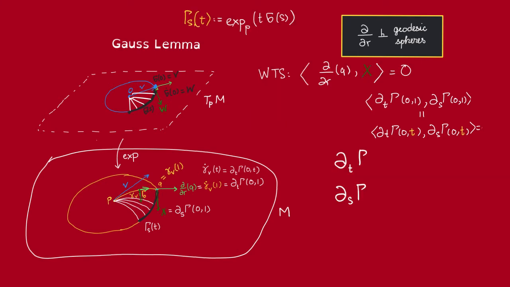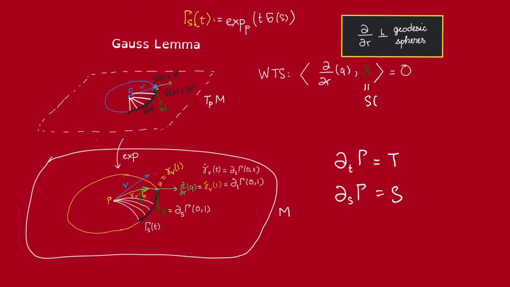As we've mentioned before, along any variation, we have two vector fields. One is the velocity vector field along the main curves, which we are going to denote by T. And then we have the velocity vector field along the transverse curve, which we're going to denote by S. Observe that x is just S(0, 1), and this radial vector at Q is just T(0, 1).